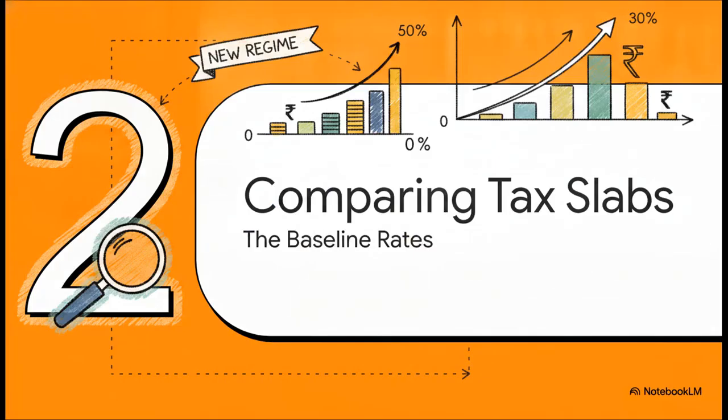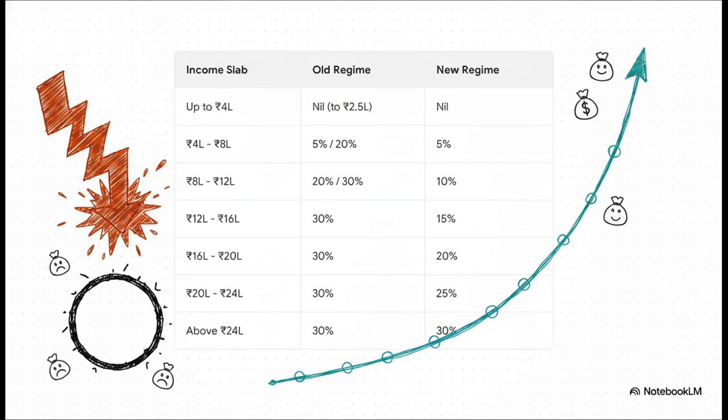Moving on to number 2, comparing the tax slabs to baseline rates. Let's see how these base rates build up from 0 all the way to 30%, because this is exactly where the new regime really tries to win you over. Now, what is really fascinating here is how the new regime essentially spreads out the pain of paying taxes. Under the new rules, the maximum 30% rate is totally delayed until you hit 24 lakhs of income. It just steps up gently, 10% at 8 lakhs, 15% at 12 lakhs, and so on. But the old regime, it slams you with that top 30% bracket the second your income crosses just 10 lakh rupees. It's a huge difference.